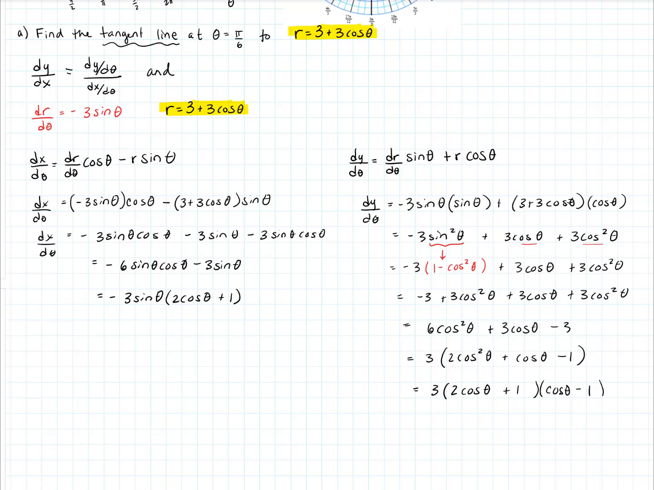And ultimately, here's my dy/dx, and I'll even put it in red because that's going to be dy/dθ, which I have simplified here on the right. So that's going to be 3 times 2 cosine of theta plus 1 and cosine of theta minus 1. And then divided by dx/dθ, so that's a minus 3 sine of theta times 2 cosine of theta plus 1.